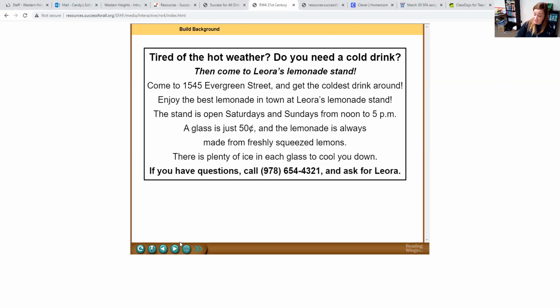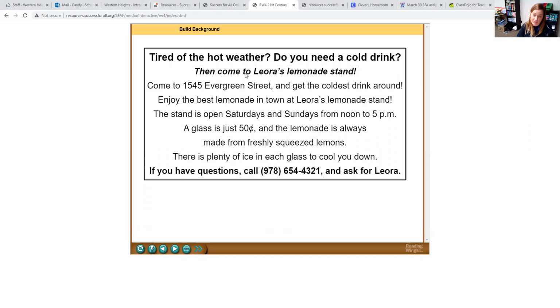You've probably seen many advertisements. There are advertisements on TV and in newspapers and magazines. They're usually short. Advertisements get your attention and make you want to buy, see, or do something. Let's look at this advertisement. Look at the questions at the beginning of the advertisement. Tired of the hot weather? Do you need a cold drink?